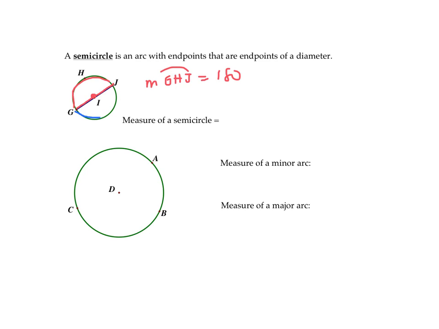From G to J is also a semicircle. We don't have a way to name it unless we include another point and give it another letter. Then we could name that semicircle. So three letters for naming a major arc, three letters for naming a semicircle. Only two needed for a minor arc.